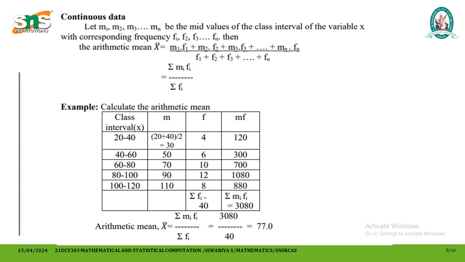For summation F values, we have to add all the F values. For summation FM values, we have to add all the FM terms. So finally, I obtained an answer as summation F is equal to 40 and summation FM is equal to 3080. So we found the respective terms. So we have to substitute it in the formula. By substituting and calculating, we get an answer as 77.